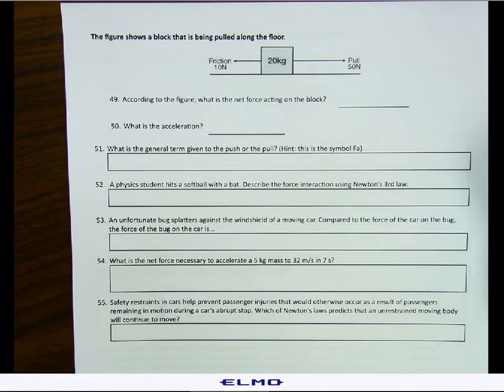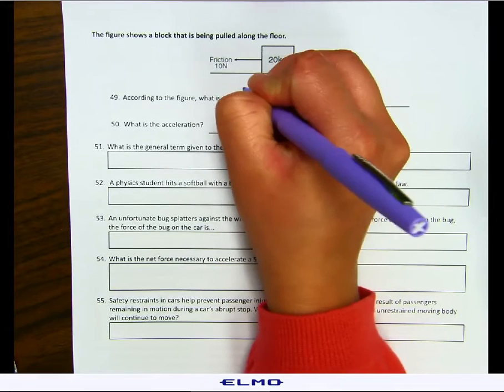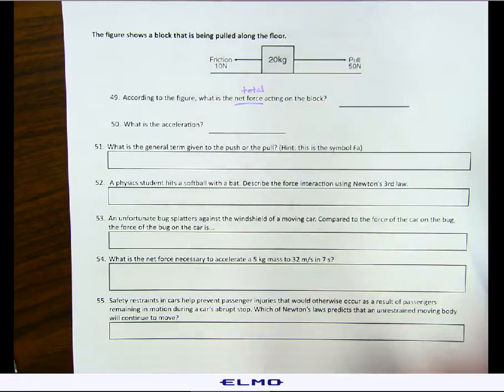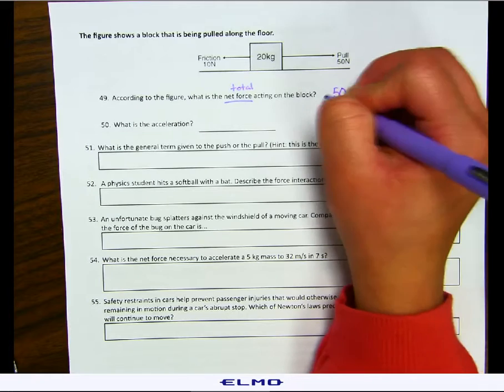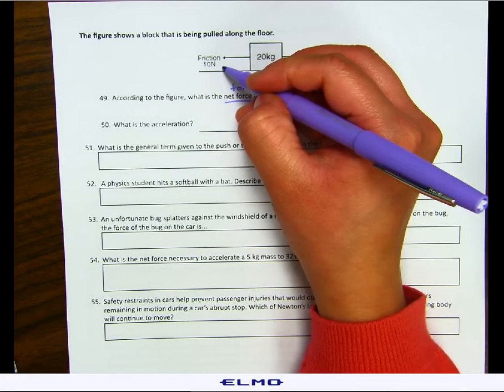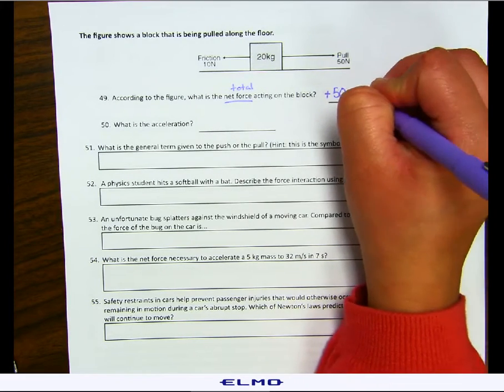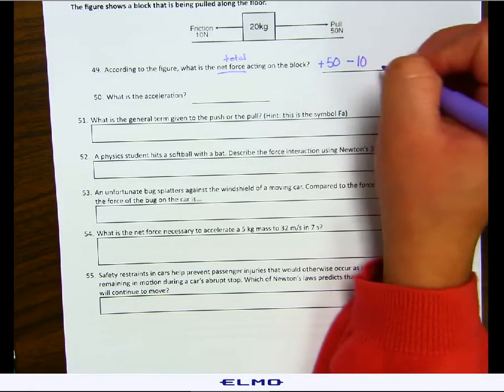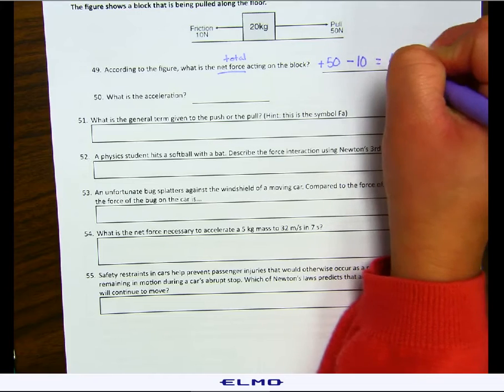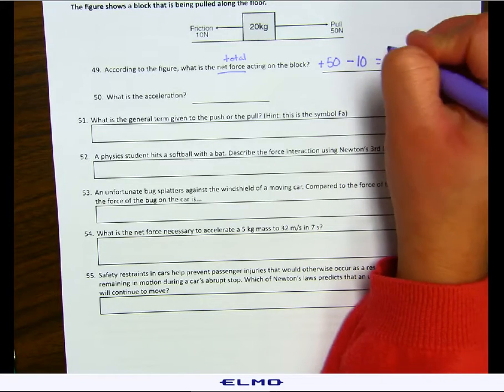The figure shows a block that is being pulled along the floor. According to the figure, what is the net force acting on the block? Again, my net force, that's my total force. So I have 500 newtons being pulled to the right, that's my positive. And then I have 2 newtons going to the left, so that's my negative because it's opposing. 50 minus 10, 40 newtons is my net force.